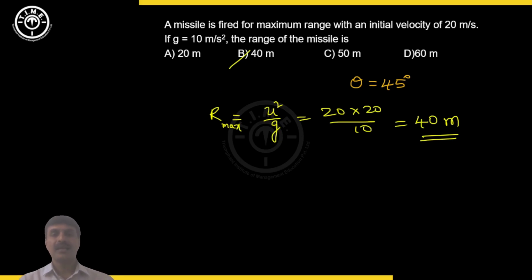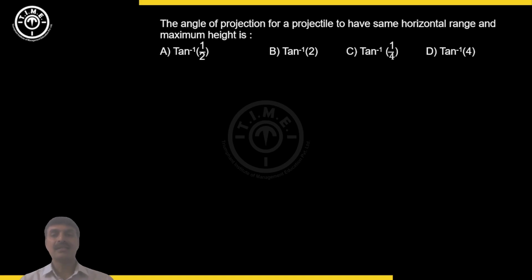Okay. Another one. This is also from NEET entrance. The angle of projection for a projectile to have same horizontal range and maximum height is. Question says range and height are equal. What is the angle of projection?